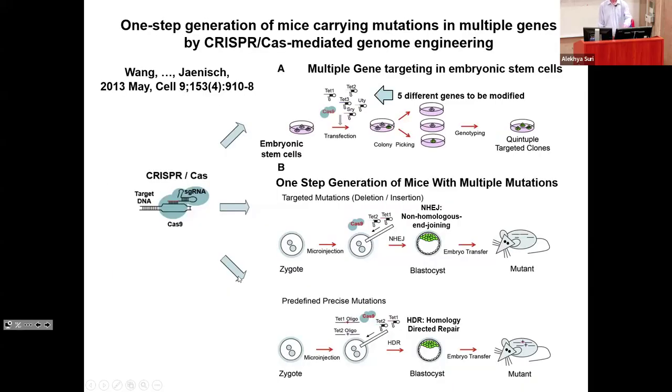So applications, you can see here, this is 2013, for example. Usually when you create a knockout mouse, this takes months of work, just doing one knockout. In this case, you can create multiple knockouts at the same time. So it saves you a lot of time. You can do a one-step generation of mice with multiple mutations. So, lots of time saved.